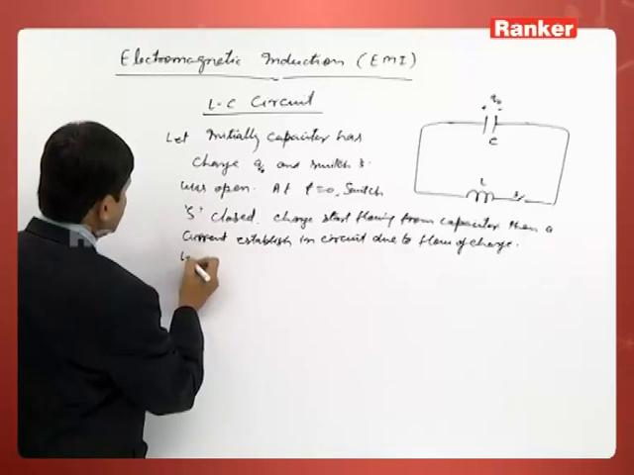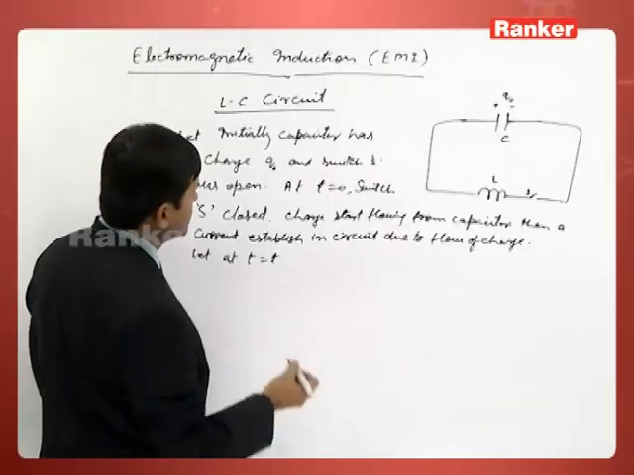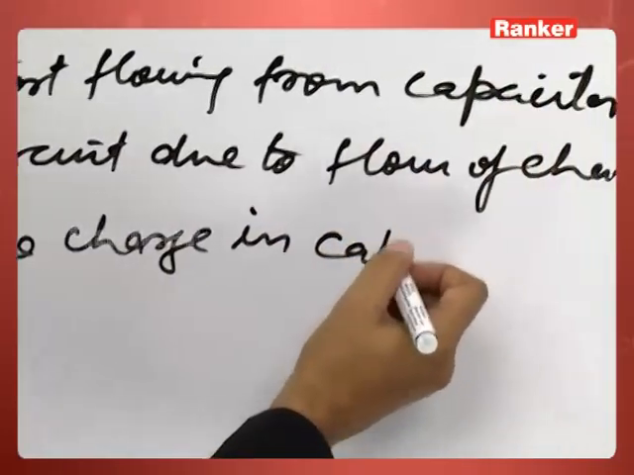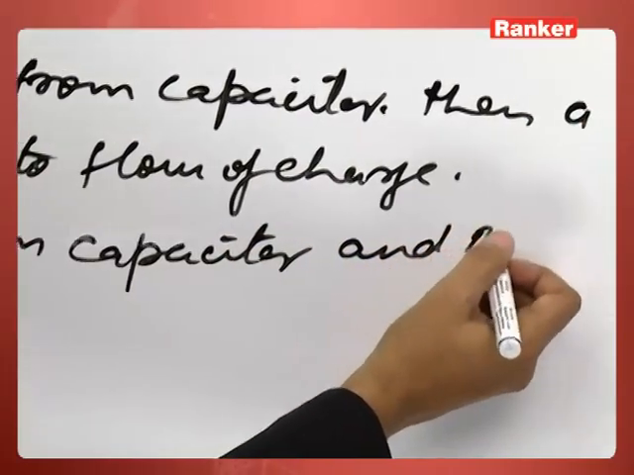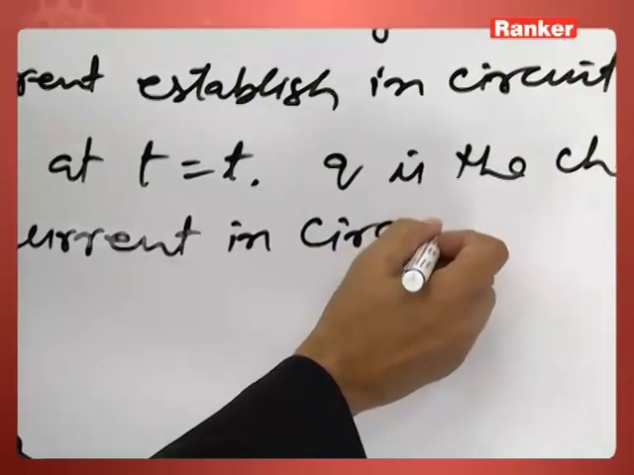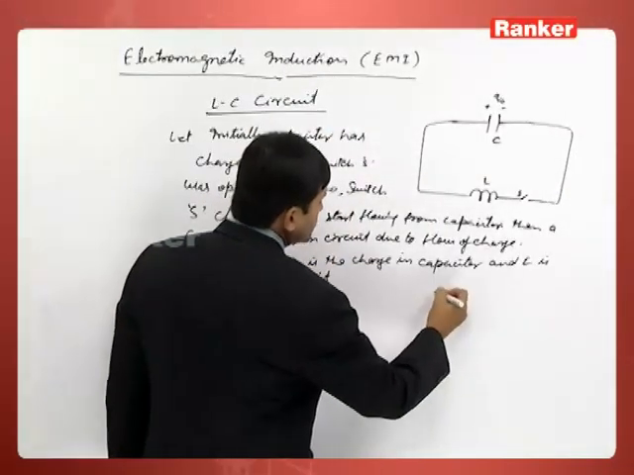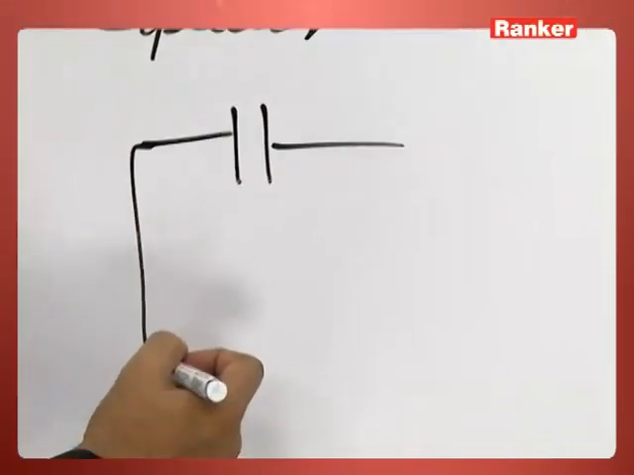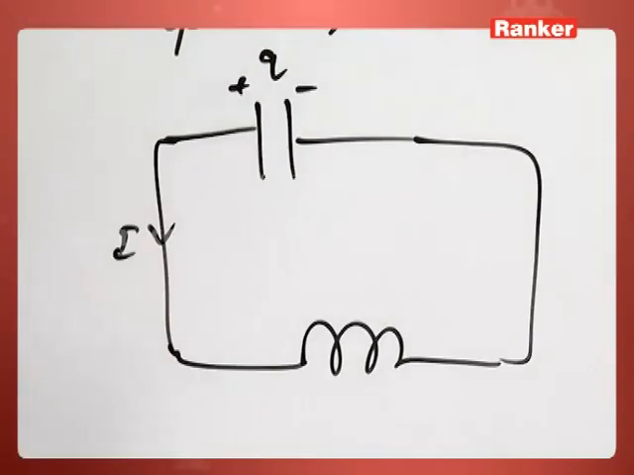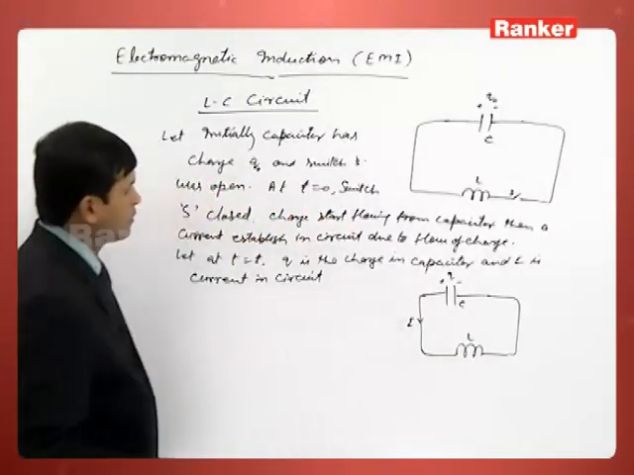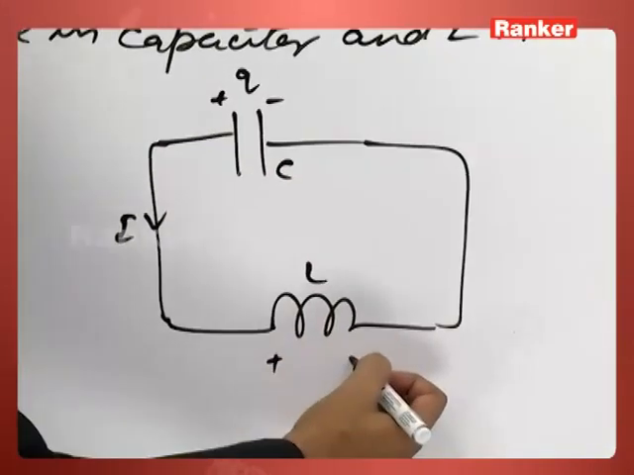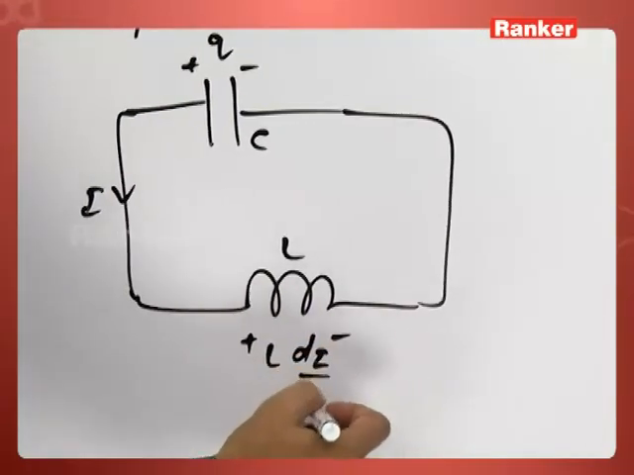Let at t equal to t, q is the charge in the capacitor, and I is the current in the circuit. So this is the diagram at t equal to t. q is the charge, I is the current, C is the capacitance, L is the inductance. Now initially when switch S was open, there was no current, so an EMF will develop which opposes the current, L di by dt.